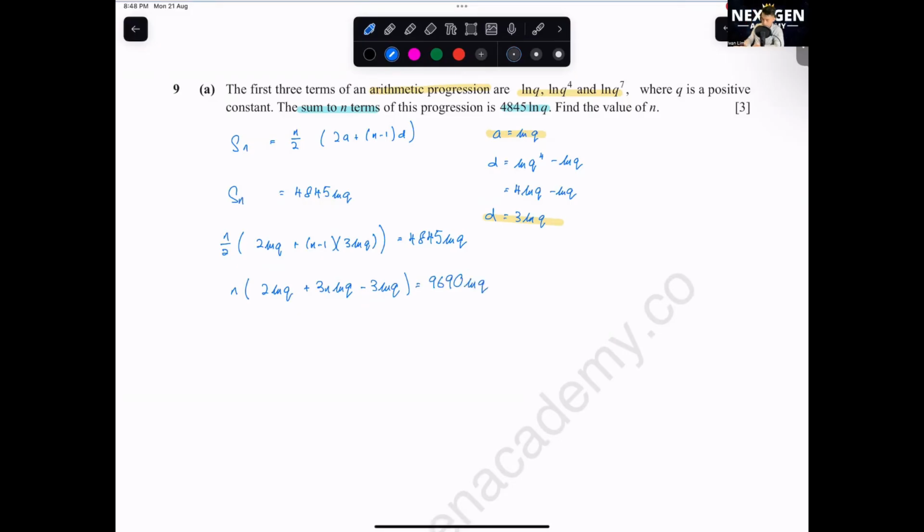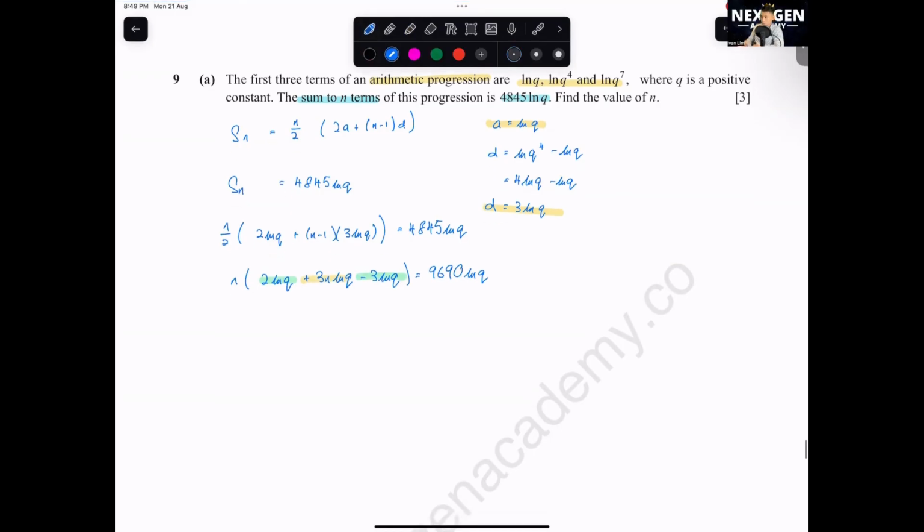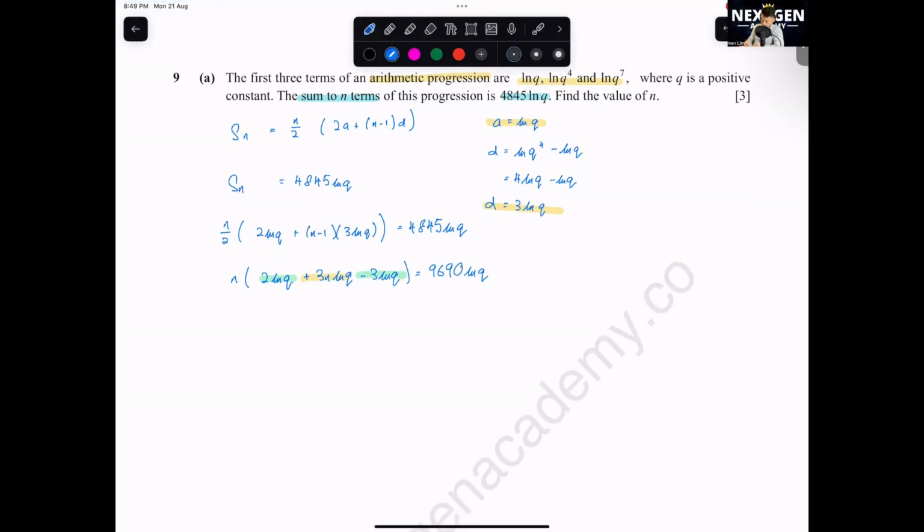Okay, 3n ln q and 3n ln q will, wait. 2 ln q and minus 3 ln q, we'll join together. This one is by itself. So you will get 3n squared ln q, this is the yellow one, minus n ln q, this is the green color one, equals 9690 ln q.